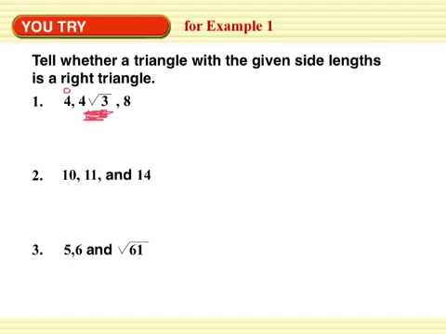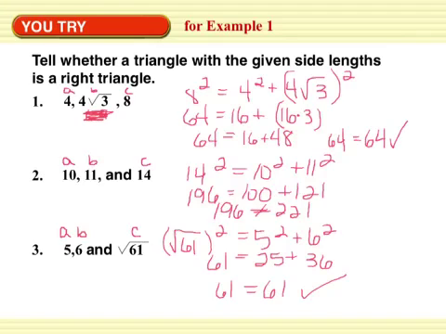You have A, B, and C. And here, the biggest number could be your hypotenuse. And let's see, what is the square root of 61? 7.8. So don't use 7.8. Use the square root of 61. And push pause. There you go.